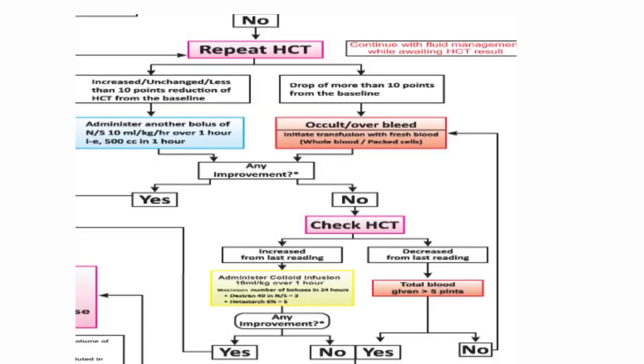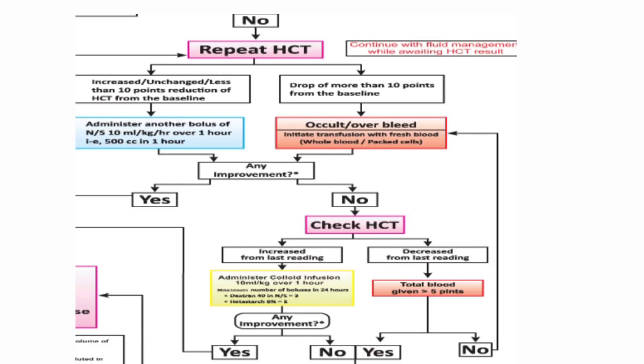Now, suppose a patient comes with a shock state, dengue hemorrhagic fever, compensated or non-compensated shock. You give a fluid bolus, as I already discussed, and the patient has not improved. So what will you do in that case? After giving a bolus, you will repeat the hematocrit. If there is a drop of hematocrit of more than 10 points from the baseline, that shows that the patient has bled. You have taken a CBC before the bolus, and you will take a CBC after the fluid bolus and check the hematocrit.